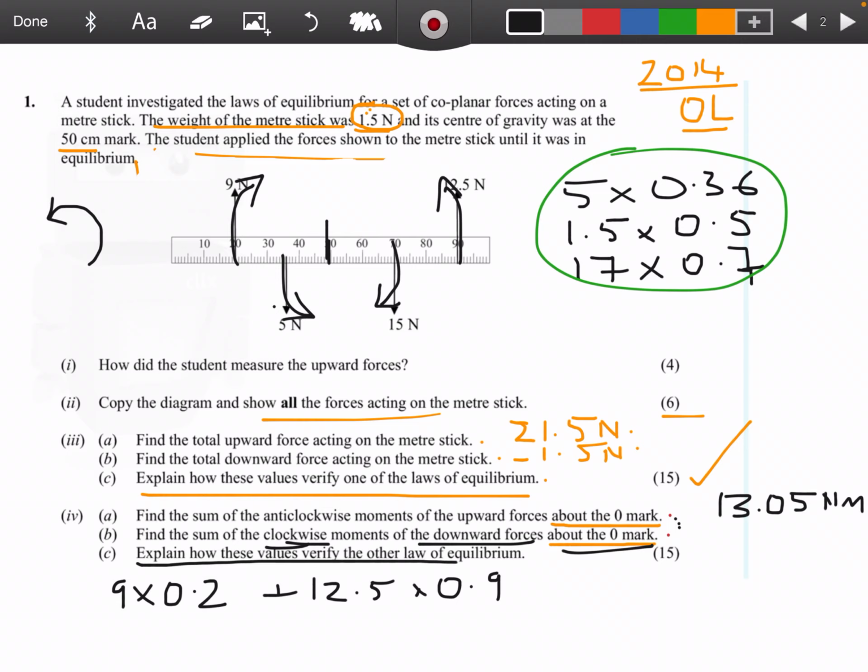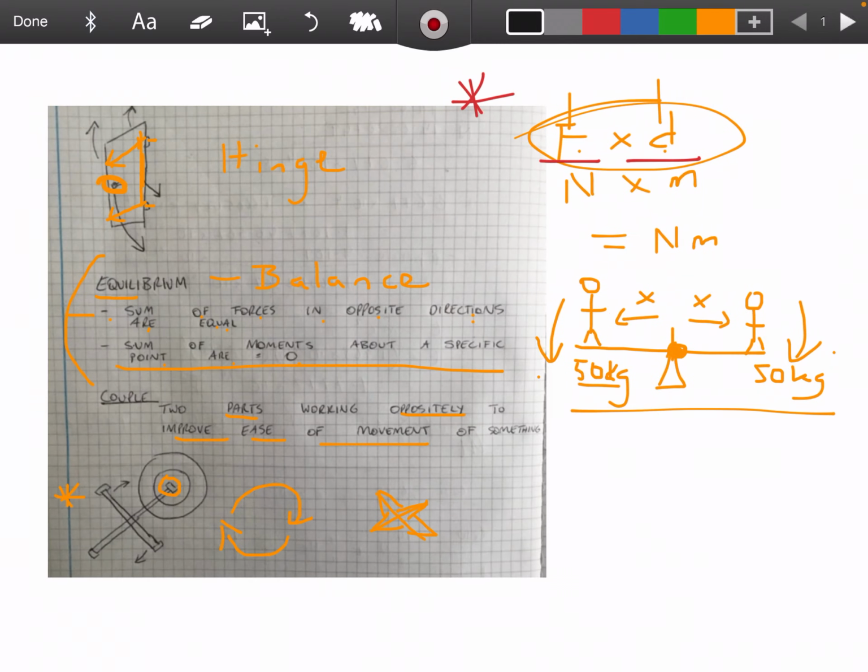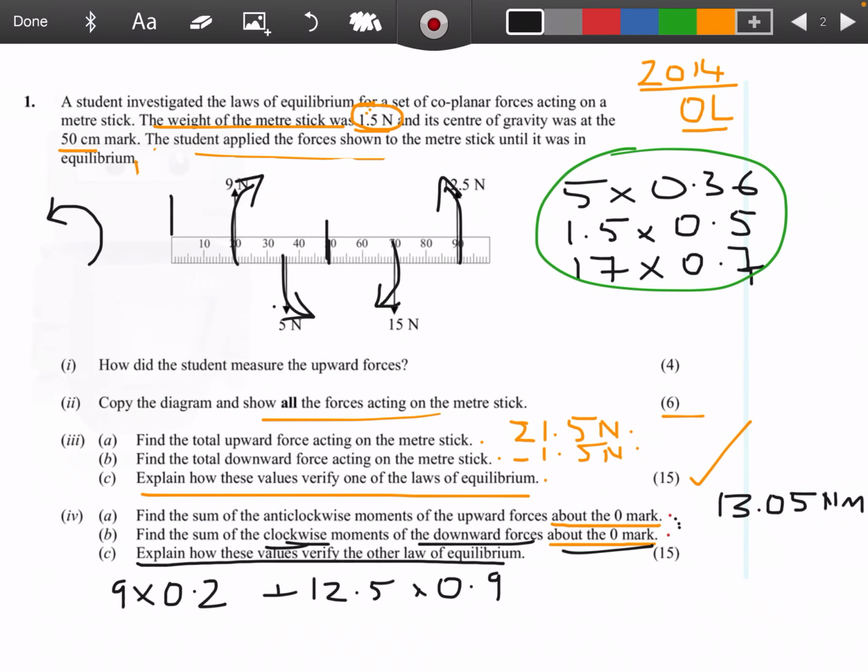Question asked then to finish off that: explain how these values verify the other law of equilibrium. Remember, we had 13.05, 13.05. Moments are equal, or the sum of the moments equals 0. Same as we discussed here, the sum of the moments about a specific point. The specific point in this case was the 0 centimetre mark, or the far end of the meter stick, which is here, okay? So the sum of those moments was equal to 0. So keep that in mind.